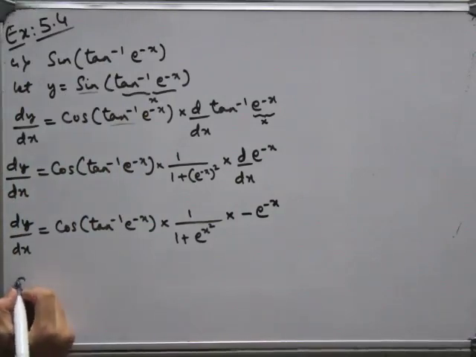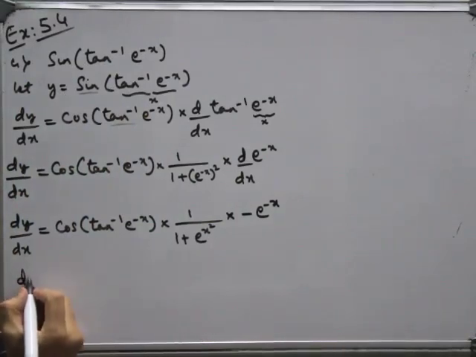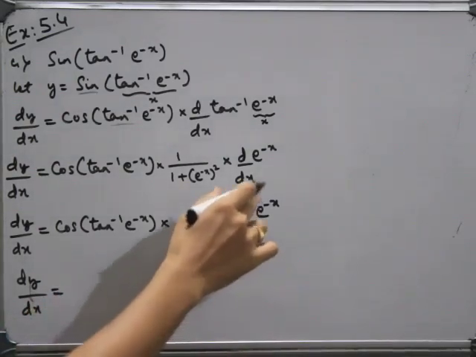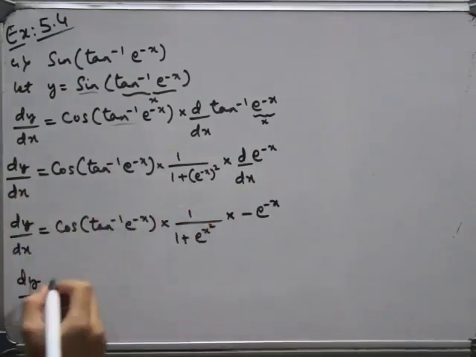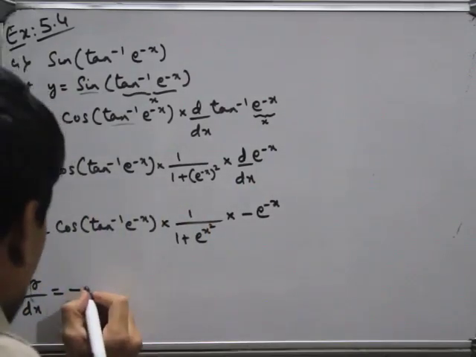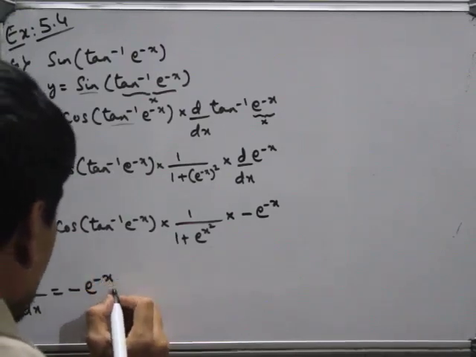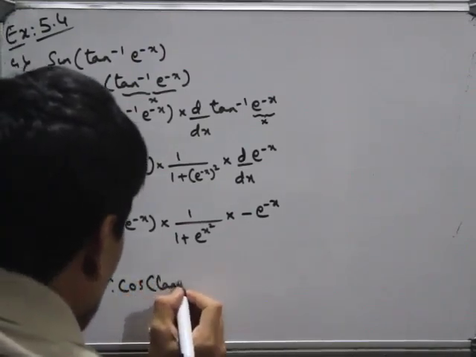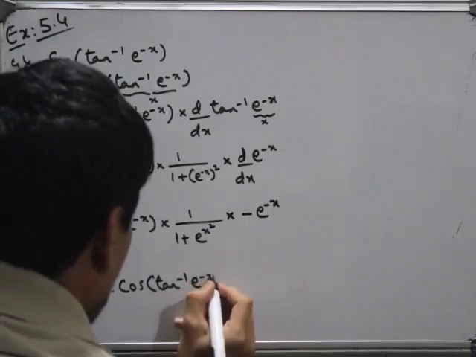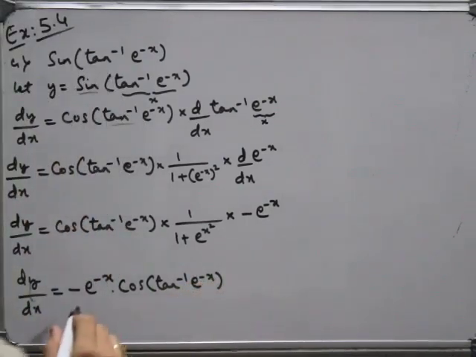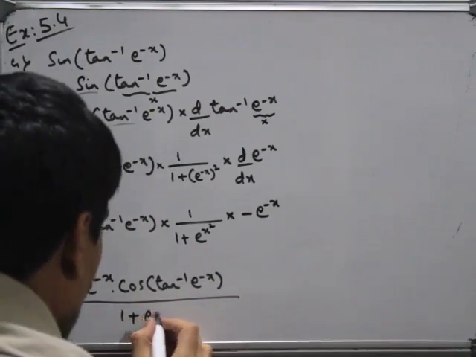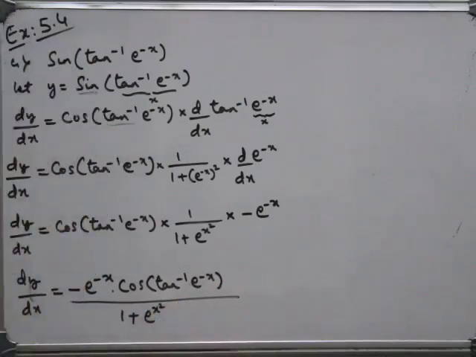Okay, last step. dy by dx is equal to, I will write this minus e to the power of minus x in the beginning, minus e to the power of minus x into cos of tan inverse of e to the power of minus x, whole term divided by 1 plus e to the power of x square. This is your final answer for this question.